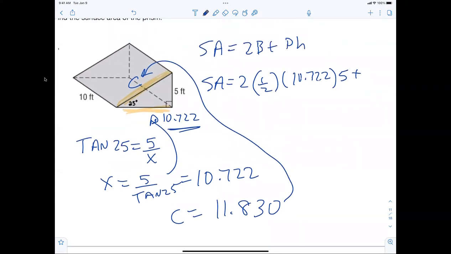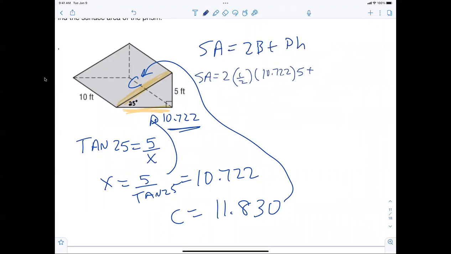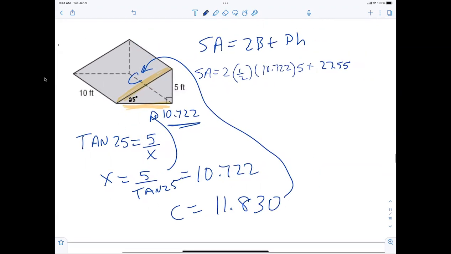So now I need the perimeter, please. Someone calculate the perimeter for me. Hurry, hurry, hurry. What's the perimeter? Is it like 27.553? It's 27.553 if you use the answer. All right, and then multiply that by what? 10. So my surface area after all that fantastic work was, how much?